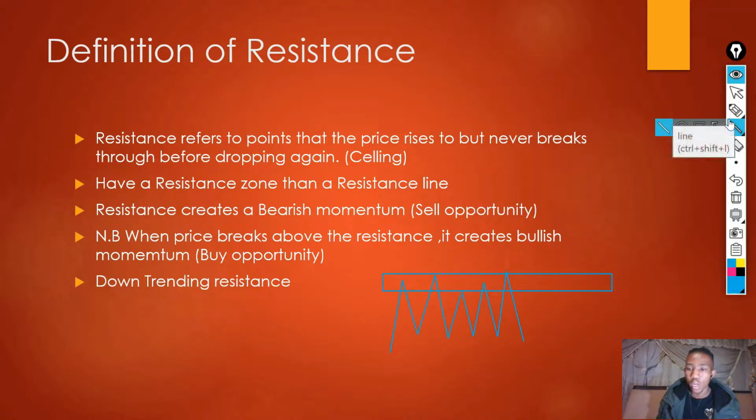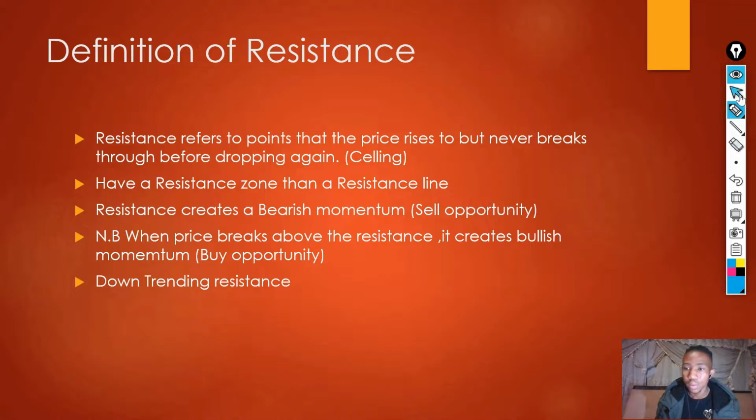Because let's say now you want to use your resistance line, and we move this thing here. Where would you put your resistance line? Let's say you put it here. And then when you put it here, what about this touch here? What about the touch there? Okay, hence I'm saying it's better to have a zone.